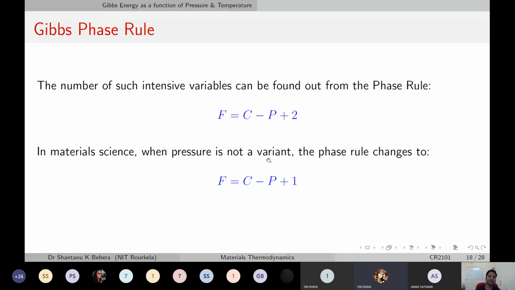Pressure is not an important variable in the material system that we're talking about. When pressure is not a variant, then we come back to here. But anything that we do, be it material science or solid state physics or chemical engineering, when pressure has an effect on the material system or the stability of each of these phases, then you're not supposed to be using this equation. You should be using the base Gibbs equation.